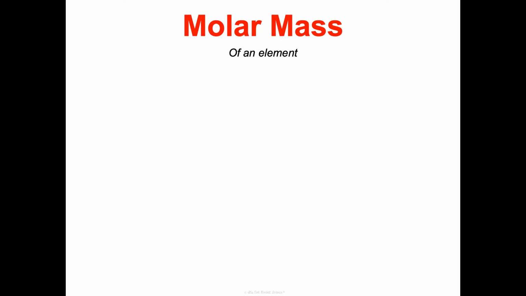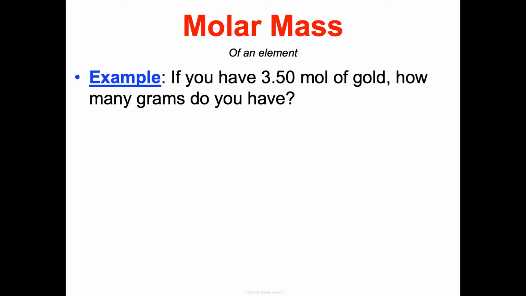Okay, so let's talk about molar mass in terms of just an element, and then we'll talk about molar mass in terms of compounds. So example, if you have 3.50 moles of gold, how many grams do you have of it? So we're going from moles to grams. That's what we're analyzing, we're reading, we're figuring out what are we doing? We have moles, we need to find grams. So we know 3.50 moles of Au.